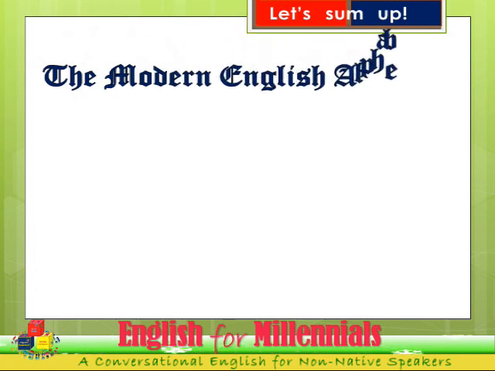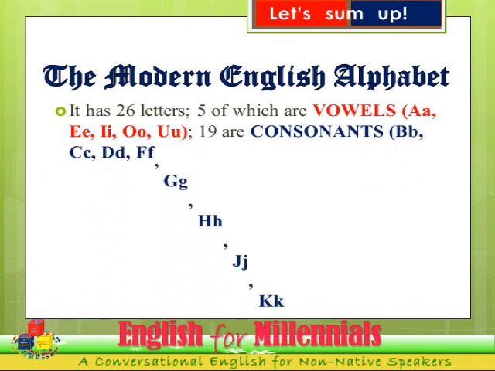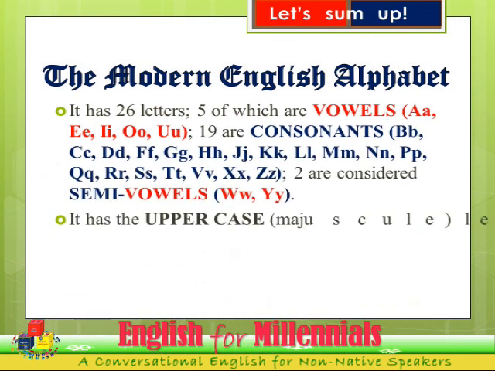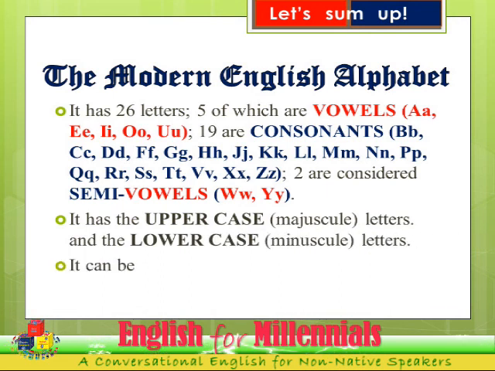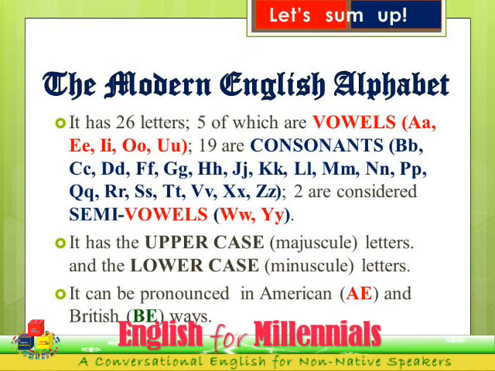The Modern English alphabet has 26 letters, 5 of which are vowels: A, E, I, O, and U. 19 are consonants: B, C, D, F, G, H, J, K, L, M, N, P, Q, R, S, T, V, X, Z. And two are considered semi-vowels, Y and W. It has the uppercase or majuscule letters and the lowercase or minuscule letters. It can be pronounced in American and British ways.